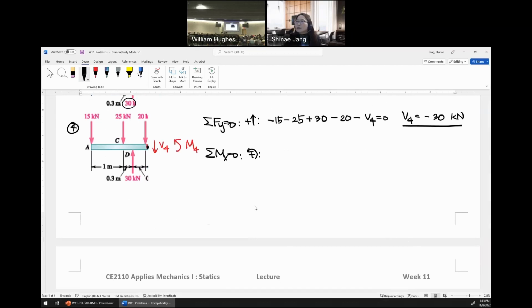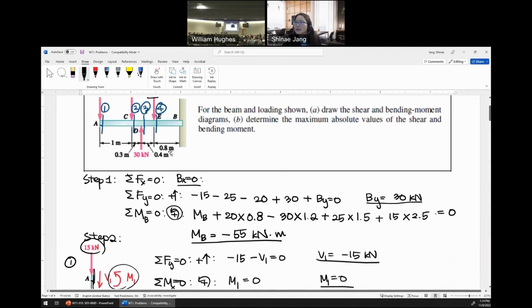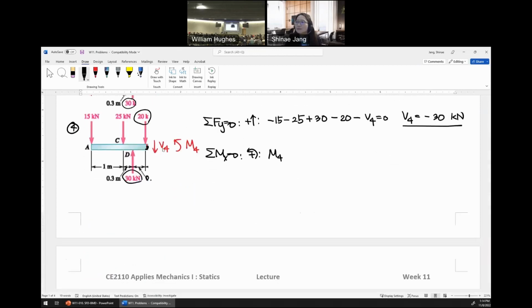From this one, right? With the same reason, this distance is too small, so no moment effect by the force right adjacent to that point. So then for the moment, we need to add M4 first. Sorry about that. M4, and then the moment induced by 30 is 30 times, what is this distance? Yeah, 0.4, right? So minus 30 times 0.4.